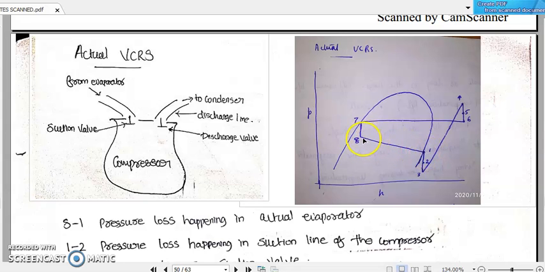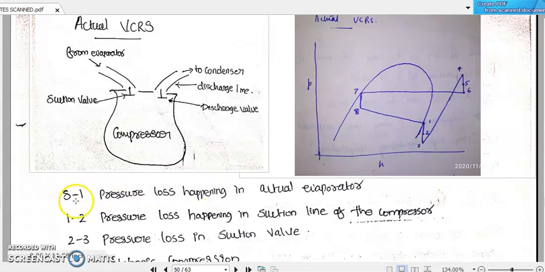What can that be? Normally 8 to 1, this portion, is our refrigeration step, or the refrigerant flowing through the evaporator. So 8 to 1 can be the pressure loss happening inside the actual evaporator. What happens when the refrigerant flows through an actual evaporator? The refrigerant molecules will experience some frictional effects from the inside surface of that evaporator. So there will be some amount of pressure loss, and that pressure loss is shown by drawing an inclined line from 8 towards 1.